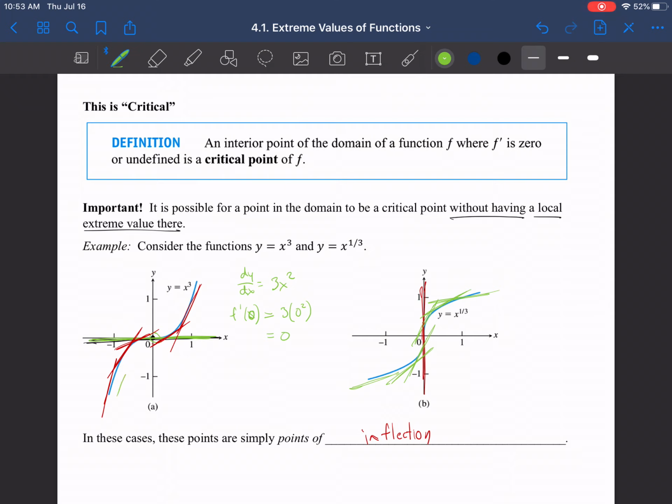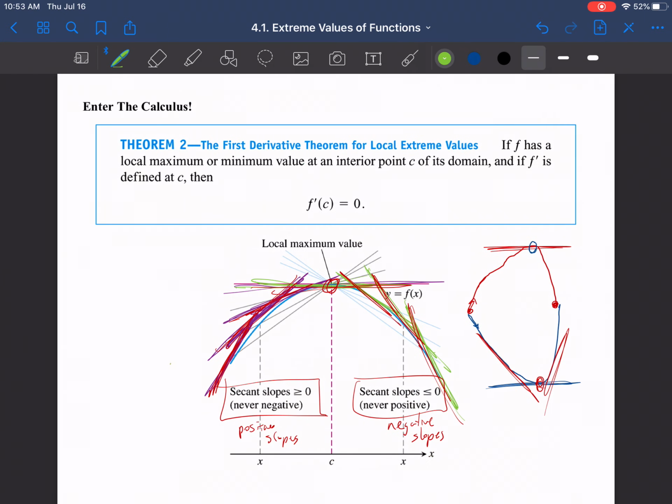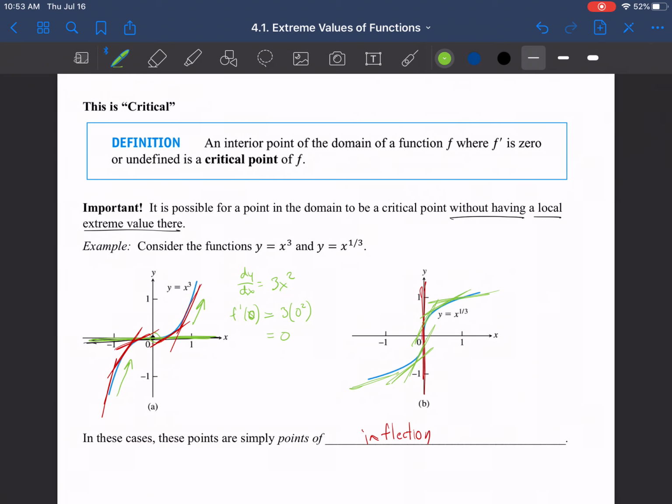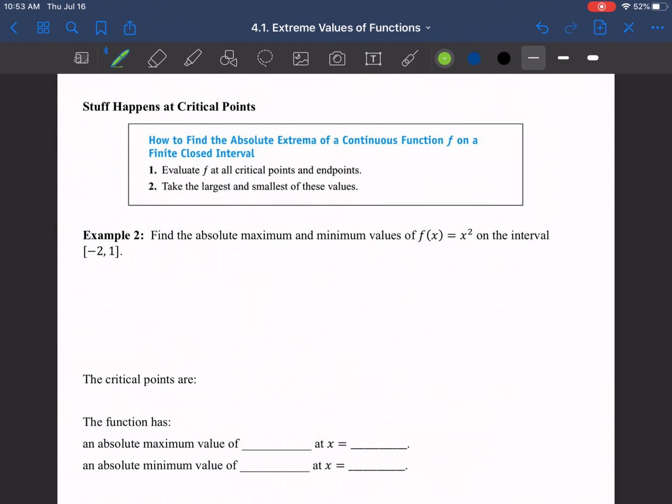Here, our function is increasing with positive slopes, and after the point, it's still increasing with positive slopes. That makes it an inflection point. If you go back to this one, because our slopes are positive, we have an increasing function, and after we have a decreasing function. That's what makes it a maximum point there. All right. So, continuing on here, stuff happens at critical points.